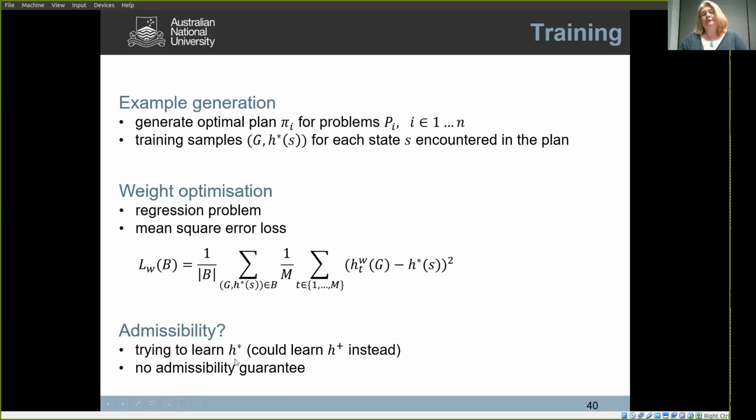Now, as you can see, we're really trying to learn H star. I mean, it could be argued that we should learn H plus instead, because after all, this is the optimal delete relaxation heuristic, but we're aiming at learning H star because we believe that the network is capable of representing it, at least if you fix the domain. In any case, whether we use H star or H plus, we're not going to have any admissibility guarantees for this heuristic, and so that's one of the weaknesses of the approach.